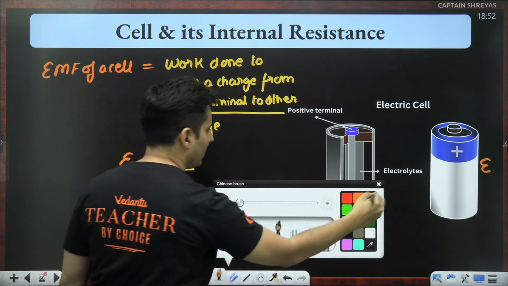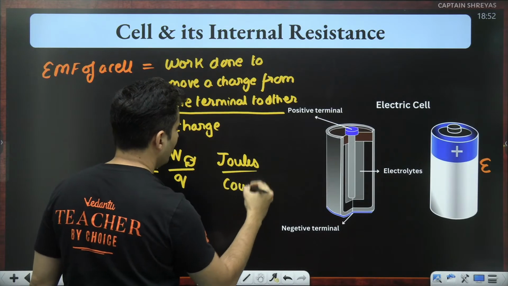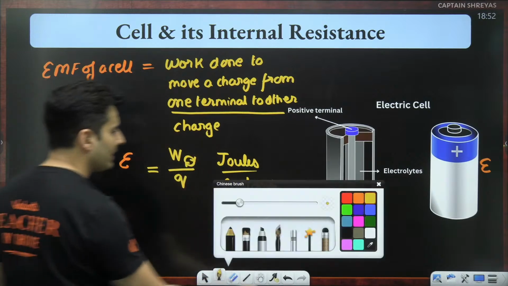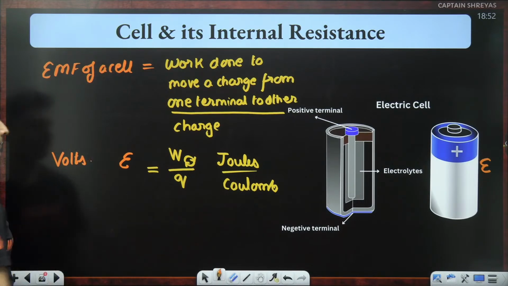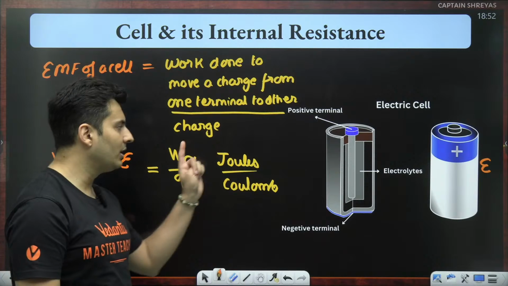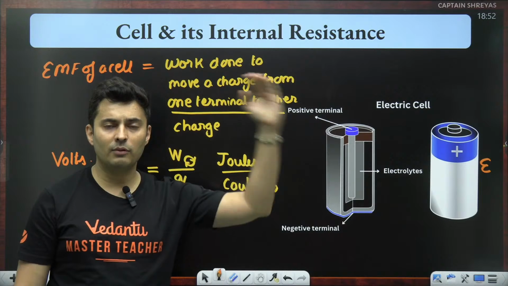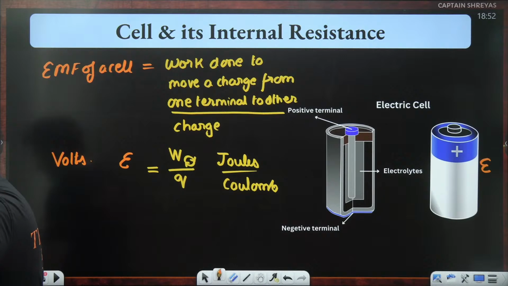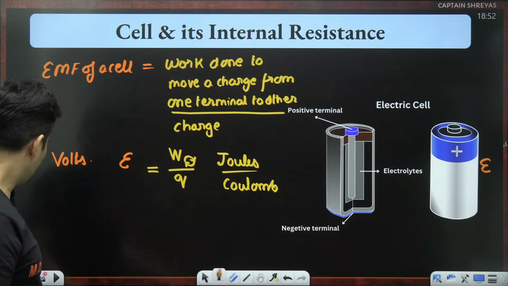Now, the top part is obviously in joules, the bottom part is obviously coulombs. So how many joules you take to move 1 coulomb of charge is basically the EMF, and that EMF is obviously measured in volts. So 1 volt EMF is when you need 1 joule of energy to move 1 coulomb of charge once round the circuit from one terminal to the other terminal. Is that absolutely clear? Yep. Very good. Now, if this much is understood, let's just see the final part of EMF.